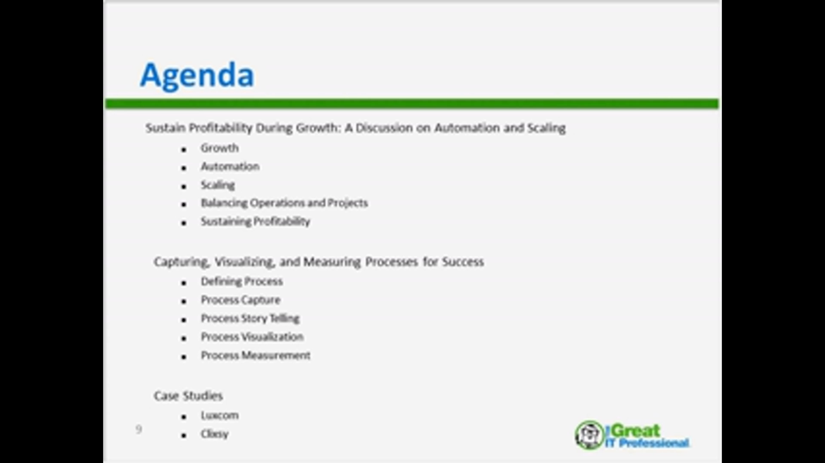So with that little bit of preface, the agenda: we're going to talk about what is automation and scaling, and then we're going to talk about capturing and visualizing process information and how we measure it to successfully support those activities. And then we'll end with some case studies where Cavi has engaged with some smaller clients to help this happen, just to cement the ideas.